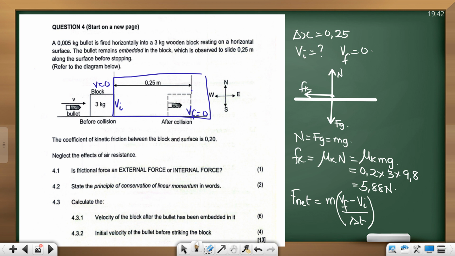Only use 9.8 when it is a free fall. Are you aware that it's only friction? Forward motion will be considered as positive. It means our F net is negative, so negative 5.88 equals m·a. What is the mass? 3 kg. Do we know the final velocity? 0. Do we know the initial? Do we know time? No. We don't know time.